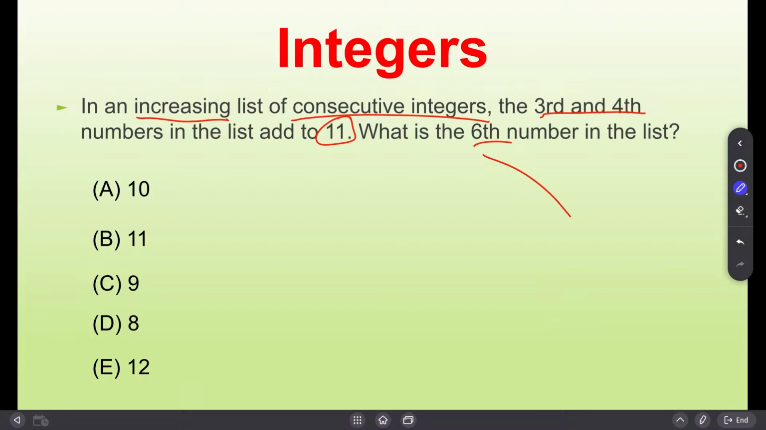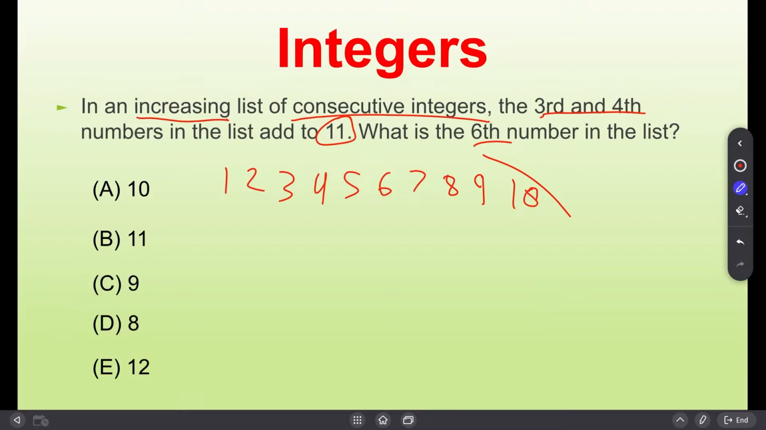So what we're first going to do here is write the numbers from 1 to 10, so it'll be easier for us to visualize. So let's just start writing the numbers. 1, 2, 3, 4, 5, 6, 7, 8, 9, and 10. So here we have our numbers from 1 to 10, and the question is asking, the third and fourth number is equal to 11, so then what is the sixth number on the list?